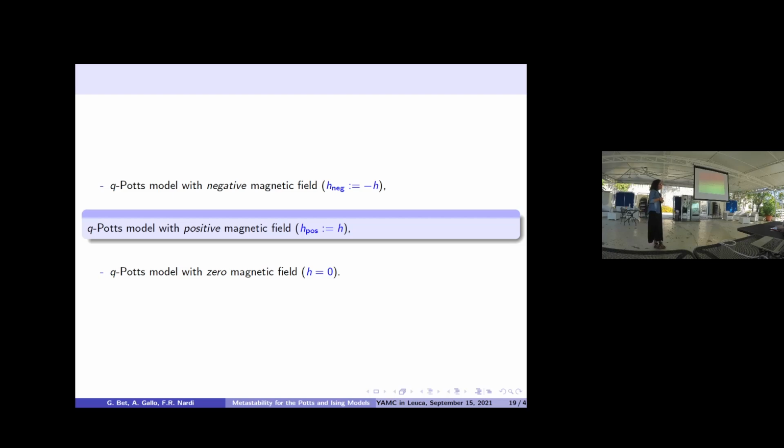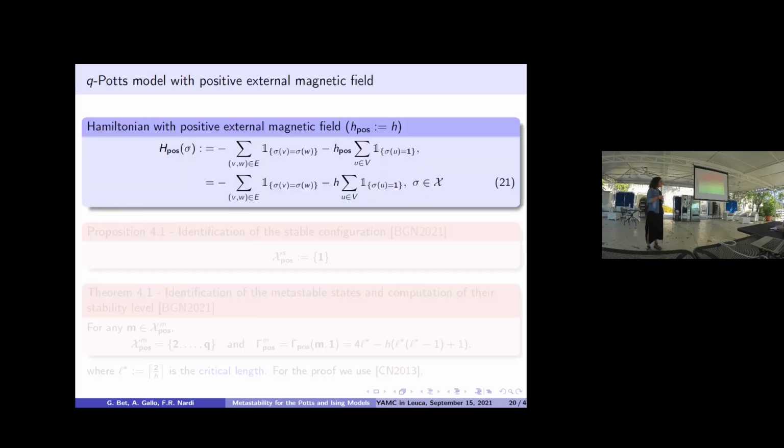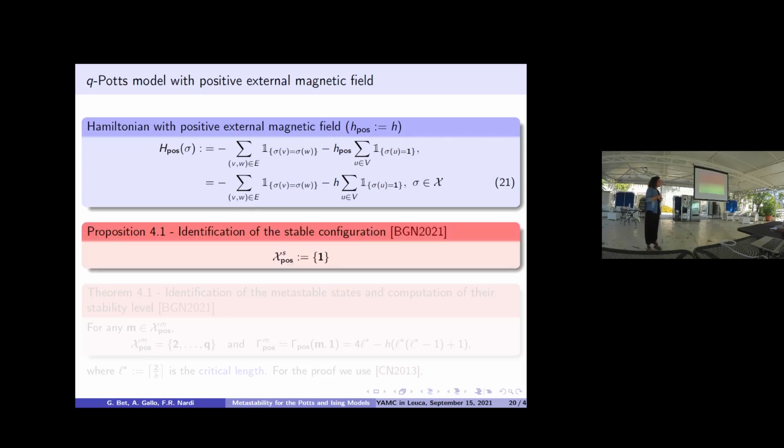So let's now consider the positive scenario. In the positive scenario, the Hamiltonian has the following explicit expression, and we prove that the energy landscape has only one stable state given by the uniform configuration 1.